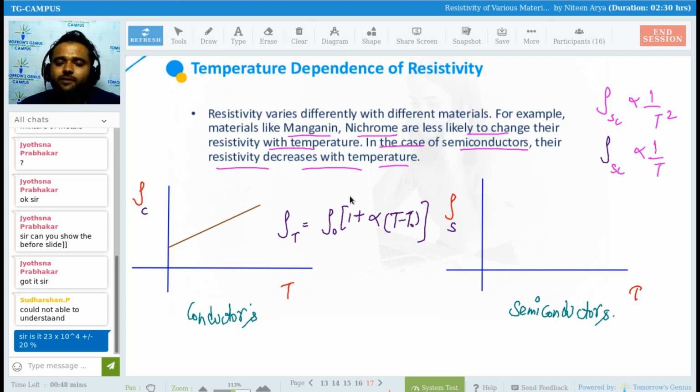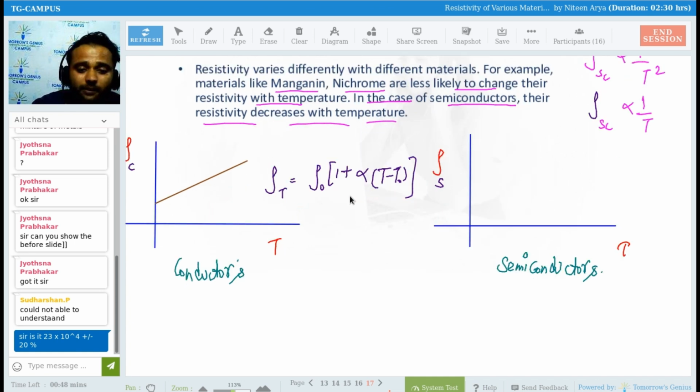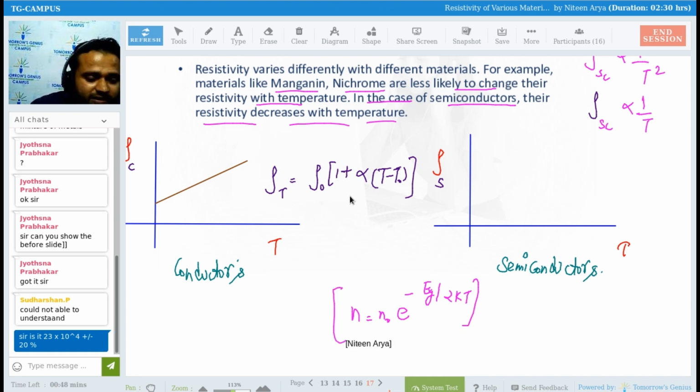In a PN junction in a semiconductor there is a relation. I am going to write it down: n equals n naught e to the power minus Eg upon 2 kT. Sir, I think it will go down because resistivity will keep going down.